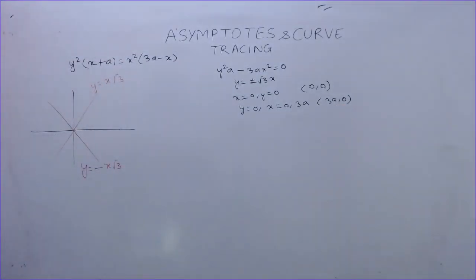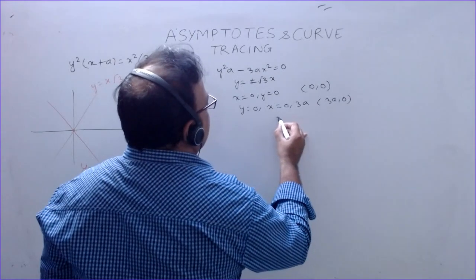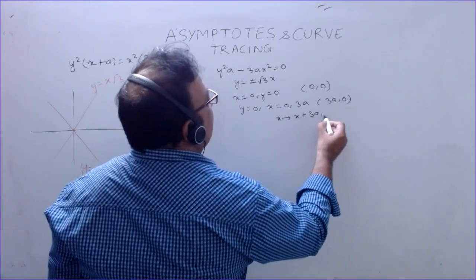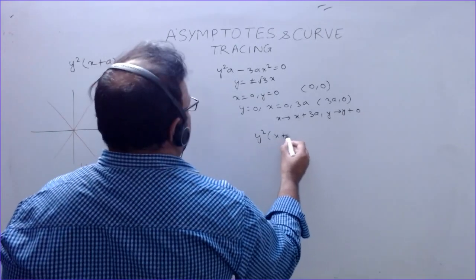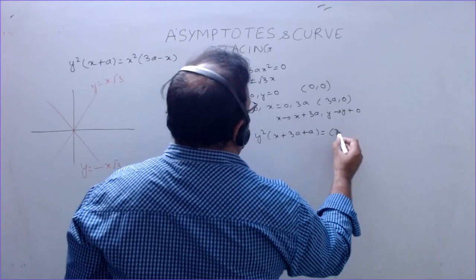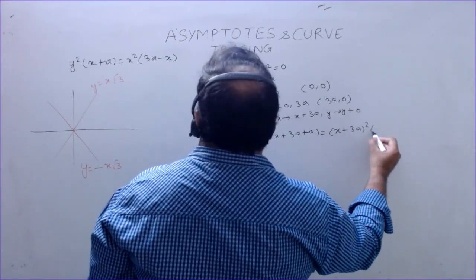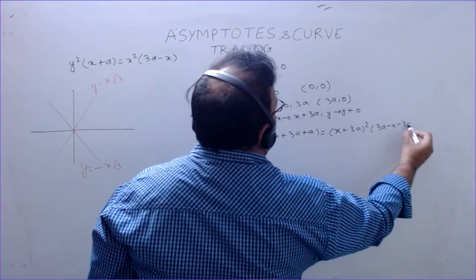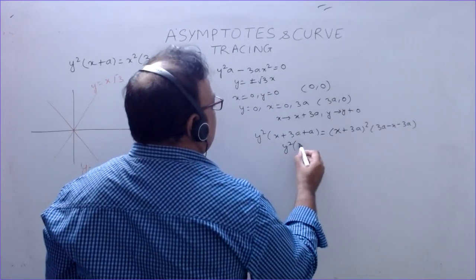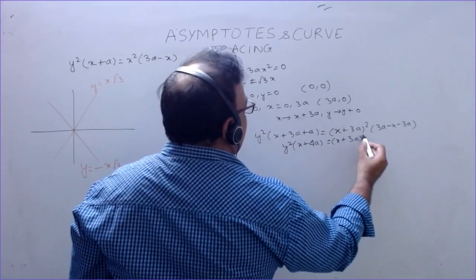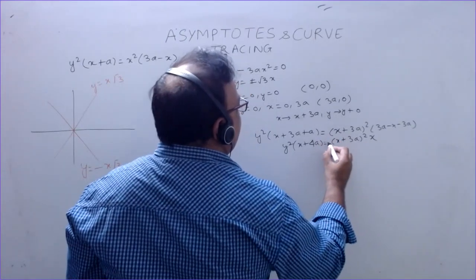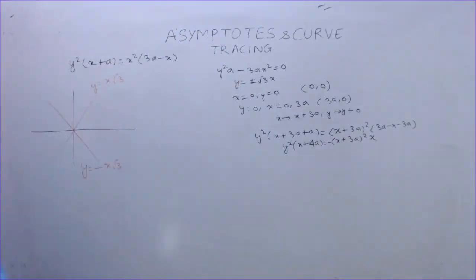We have found the tangent at the origin. At (3a, 0) we have to find it. So shift the origin, x to x plus 3a, y to y plus 0, and write the equation: y square into x plus 3a plus a, into x plus 3a whole square, into 3a minus x minus 3a, equal to x plus 3a whole square into x, with a minus sign. This is the shifted equation in which the origin has been shifted.